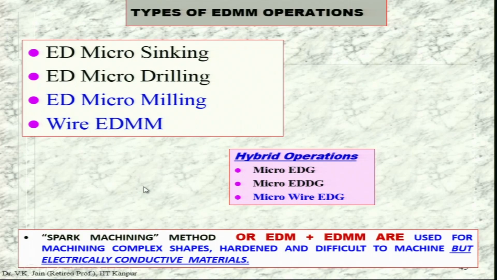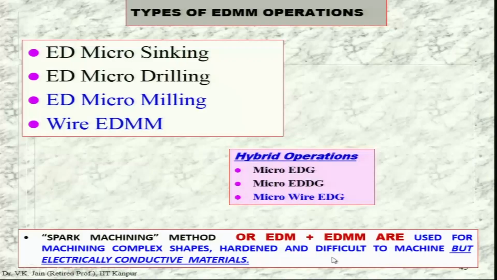So spark machining methods, EDM plus EDMM, are used for machining complex shapes. There is no constraint on machining complex shapes if and only if you can make the tool as an approximate inverse replica of that particular complex shape. And difficult to machine materials can be easily machined by the EDM process, but they should be electrically conductive materials. That is the only constraint. Otherwise hardness, thermal properties, magnetic properties, etc. of the workpiece material do not affect the performance.